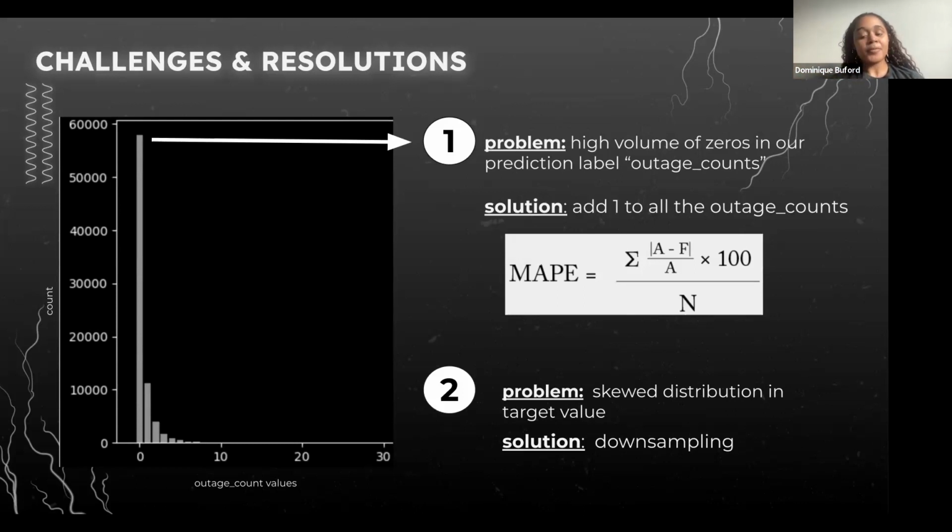Also, as Sunil mentioned before, and as I showed on the model experimentation slide, we had a very skewed distribution in our target value. To address this challenge, we downsampled our 0 group of target values to be the same number as non-zero. And this, as we showed, helped our overall model performance.